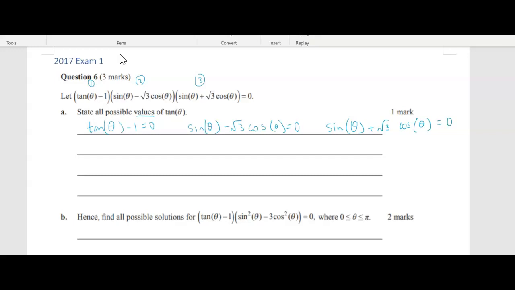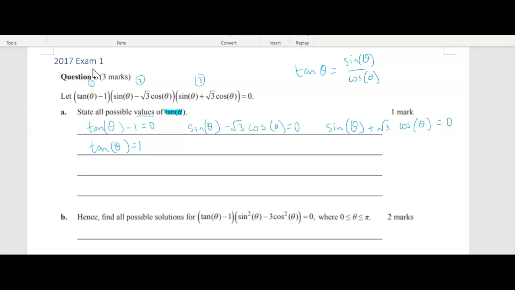All right, so let's go to the first one. So tan theta minus 1 equals 0. So remember, we're looking for solutions of tan theta. So all we need to do is get tan theta equals. So for the first one, tan theta is equal to 1. For the second one, this is where you need to know the relationship between sine, cos, and tan. So tan theta is equal to sine theta over cos theta.